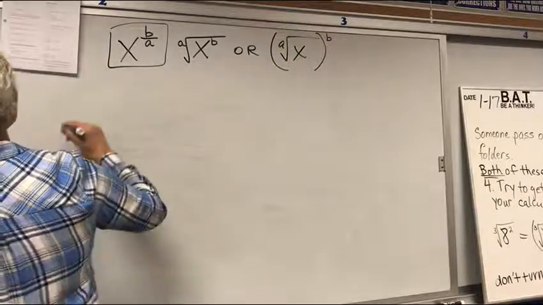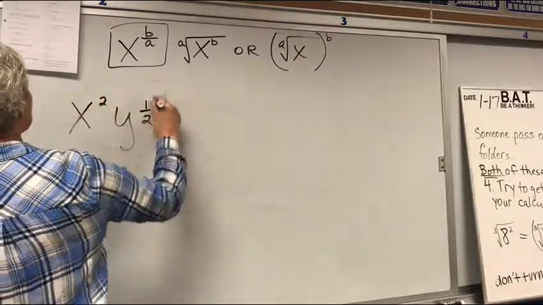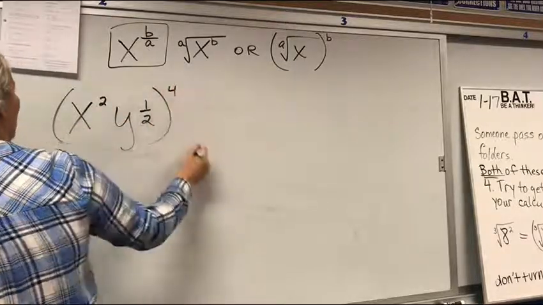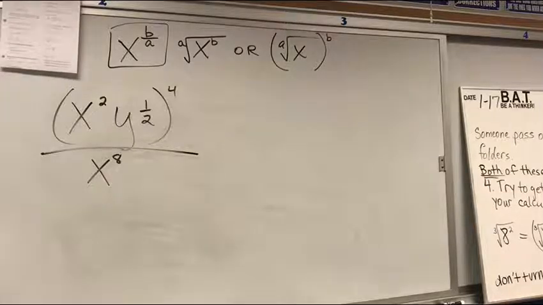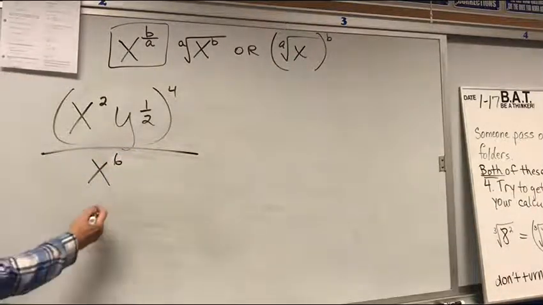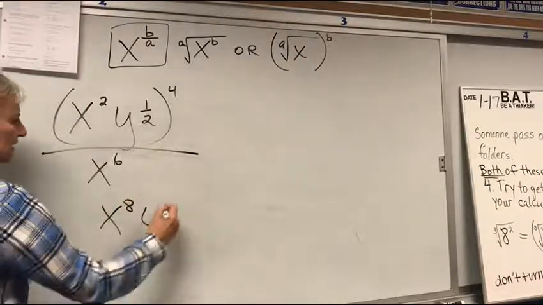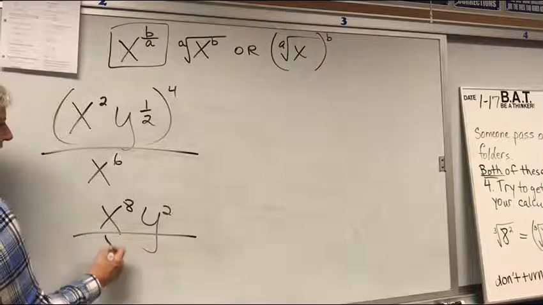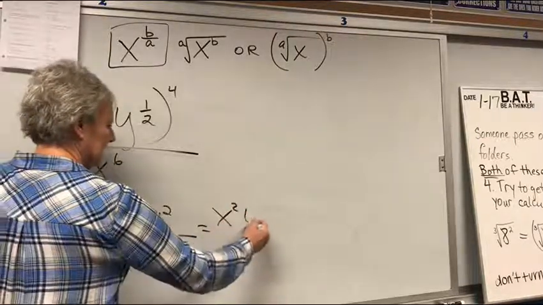How about x squared y to the 1/2 to the 4th power over x to the 8th? No, I don't want an 8th. I want a 6. Okay, so what do we get first? We get x to the 8th, y to the 2nd, then over x to the 6th. Final answer? X to the 2nd, y to the 2nd.